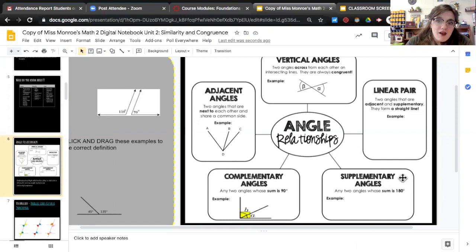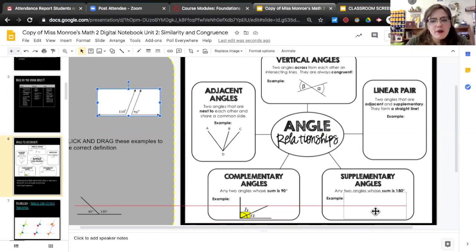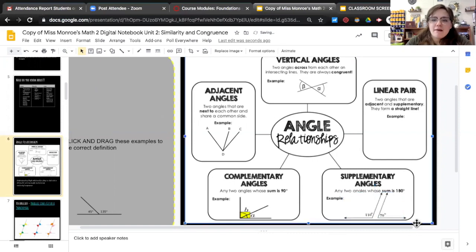And then we have our supplementary angles. Supplementary adds up to 180. So, two angles whose sum is 180. This is kind of what I wanted to get to before. Supplementary angles add up to 180. They do not have to touch. So we have our supplementary angles because 110 plus 70 equals 180.